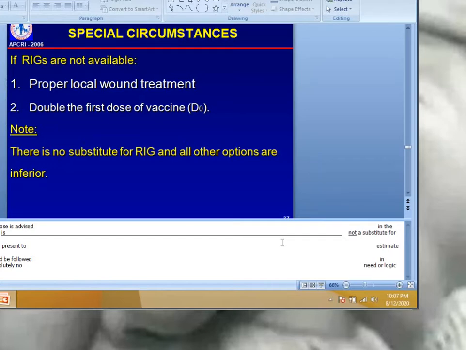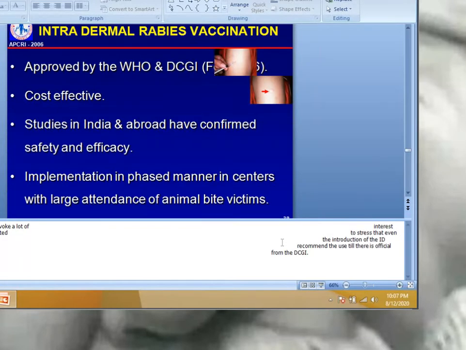There is no substitute for the RIV and all other options are inferior. There is another one, the intradermal rabies vaccine. It is approved by the WHO and the DCGI. It is cost effective. Studies in India and abroad have confirmed the safety and efficacy. Implementation is in a phased manner in the centers with a large attendance of animal bite cases. For intramuscular vaccination we have to give 1 ml, whereas in intradermal vaccination we can give 0.5 or 0.1 ml.